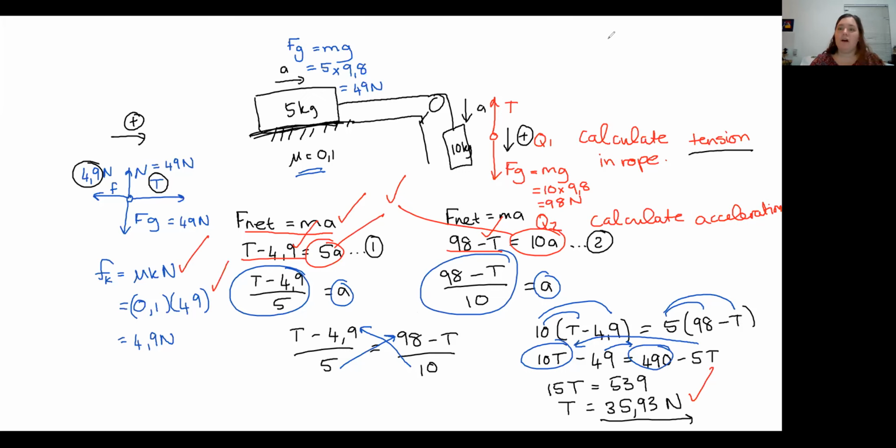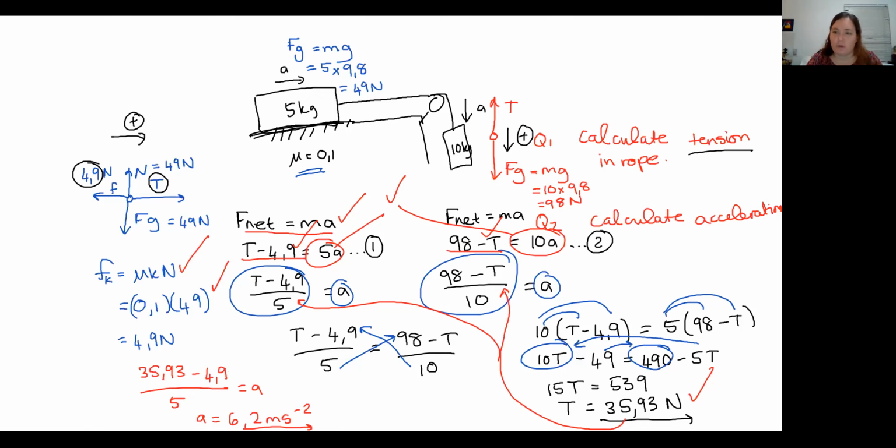over there. The last question that we have to answer for today is to calculate the acceleration. So I can take this value of tension and plug it into either of these equations. I'm going to go for this one for no particular reason. So 35,93 minus 4,9 divided by 5 gives me my acceleration. So I'm going to minus 4.9 and divide it by 5. And I get that the acceleration is 6,2 meters per second squared.